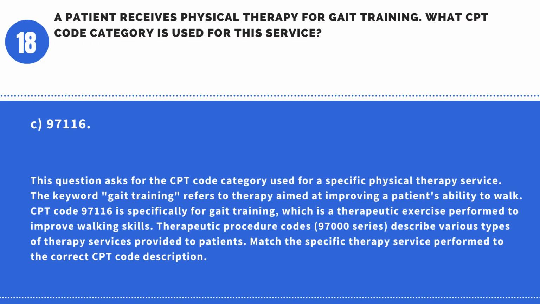Answer, C. 97116. This question asks for the CPT code category used for a specific physical therapy service. The keyword gait training refers to therapy aimed at improving a patient's ability to walk. CPT code 97116 is specifically for gait training, which is a therapeutic exercise performed to improve walking skills. Therapeutic procedure codes, 97000 series, describe various types of therapy services provided to patients. Match the specific therapy service performed to the correct CPT code description.